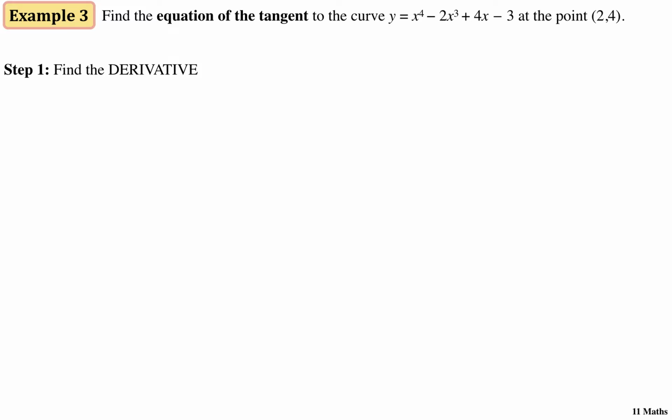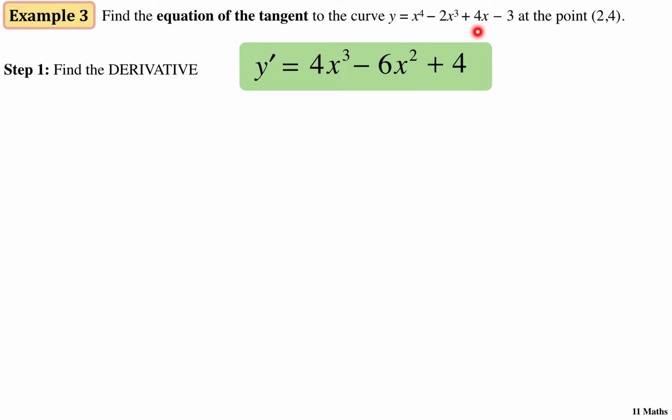First thing we need to do, as always, is find the derivative. So we've got our equation, y is equal to x to the power of 4. If we differentiate x to the power of 4, it becomes 4x cubed. We're now going to differentiate the minus 2x cubed. The power is multiplied to the bit out the front, 3 times minus 2, minus 6x squared. Let's differentiate the 4x, that'll just become plus 4, and the minus 3 drops out to give 0, so we've now got our derivative.